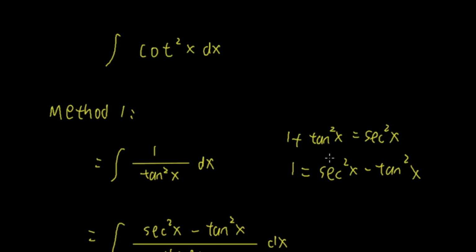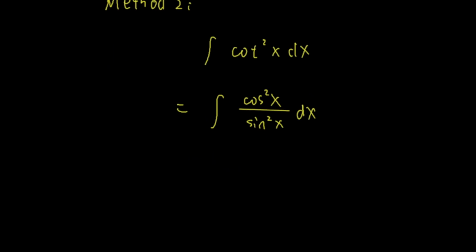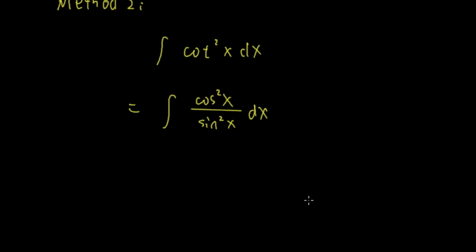Okay, let's do it in method 2. So we call that method 2. Now, that's the original integral. We can rewrite this as the integral of cosine square x over sine square x dx, because that is cotangent square x, right? This way is good too, because sine and cosine usually pair well with each other. So what can we do?